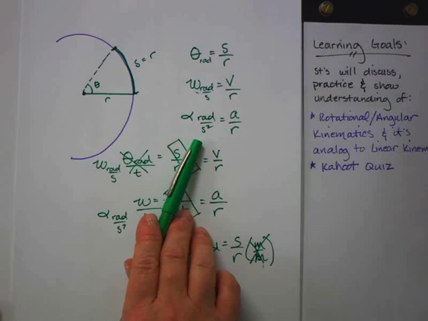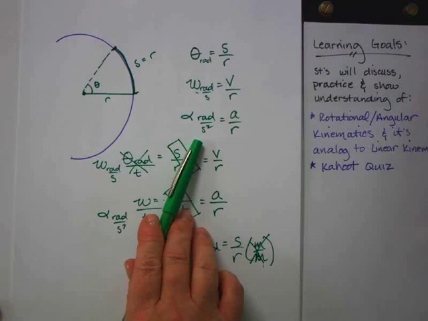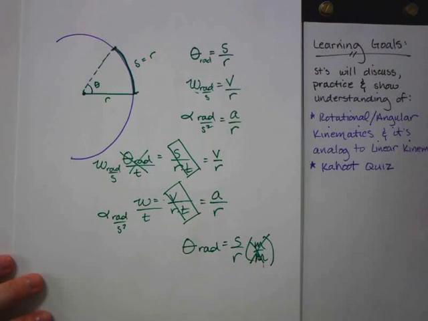I can't tell you how many kids have come up to me and said, I must have done something wrong. All I had is squared seconds in the denominator during a test. And I'm like, yep. So don't lose the fact that radians aren't really a unit, they're a ratio. Okay.